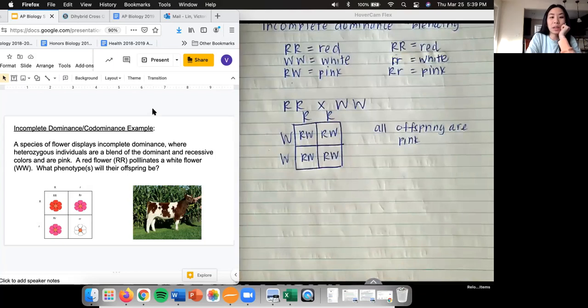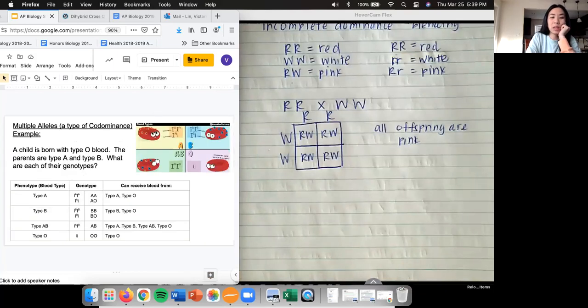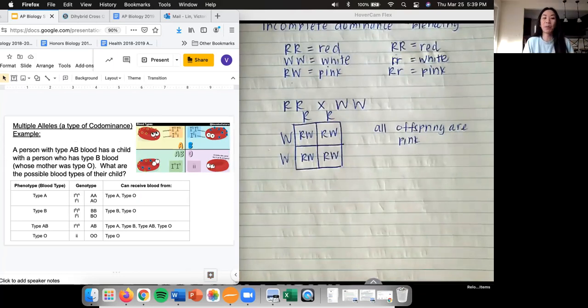Last type of inheritance is multiple alleles. Multiple alleles is a type of codominance. If you think about the prefix co, it means together. So for multiple alleles, we usually have been talking about two alleles like capital A, lowercase a, but multiple alleles are more than just two. The most common example is blood types in humans.